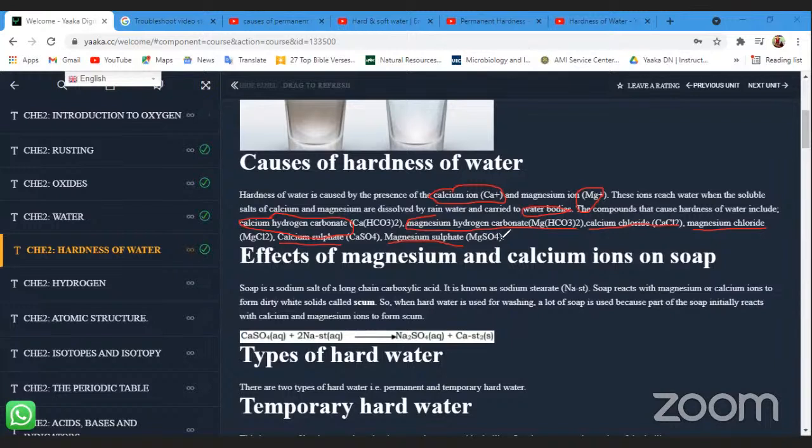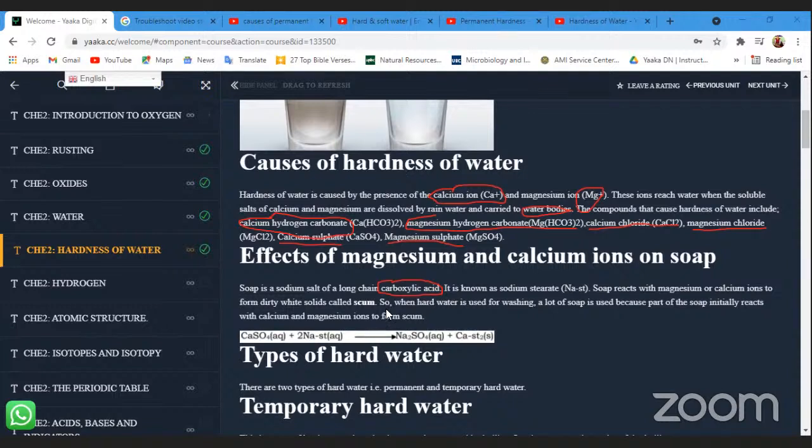Let's look at the effects of magnesium and calcium ions on soap. So soap is made up of sodium salt of a long chain carboxylic acid. Elizabeth, do you know what a carboxylic acid is? Let me see. Okay, you say no.